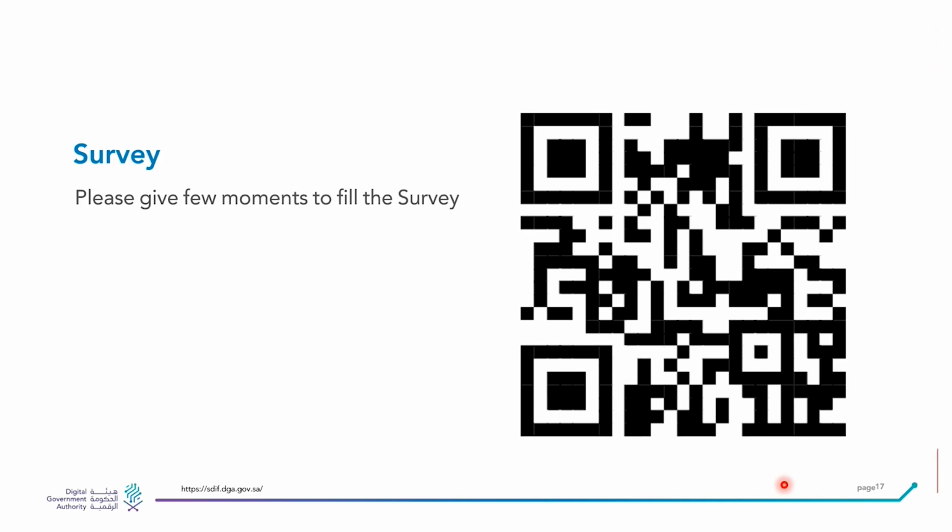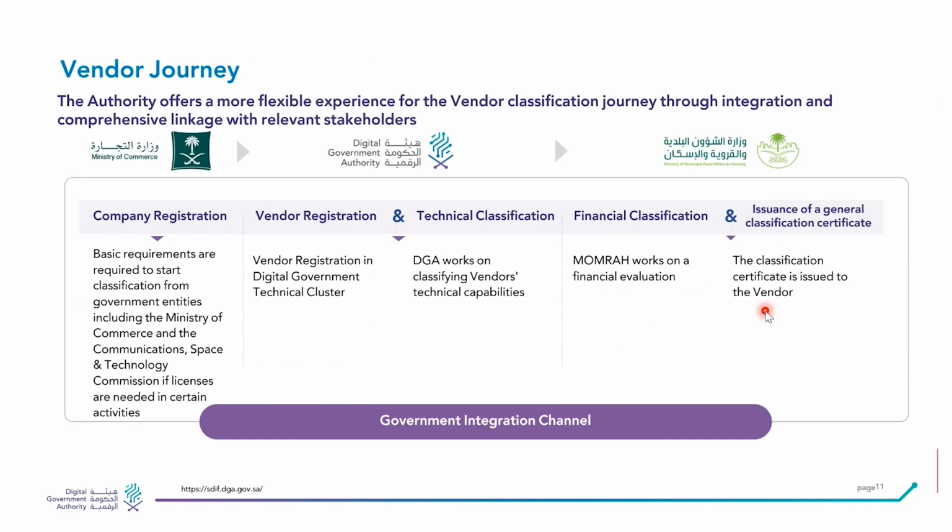MOMRA-classified companies use the same DGA classification. Yes, but let me explain and elaborate more on that. The technical classification is done by DGA, and the financial, as we explained in this slide. For that question, as we discussed, you first need to have a CR number from the Ministry of Commerce, and then you need to log in and sign into the DGA portal in order to register, and then you will be eligible to apply for the technical classification.